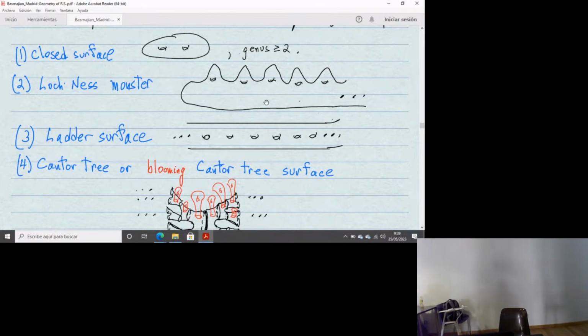So a corollary of this, each one of these are covers, topological covers. That example you had before with the sort of grid surface, which one of those is that? Is that a blooming Cantor tree in some sort of... That's the Loch Ness monster. That's the same as the Loch Ness monster, because that guy that goes off like this has infinite genus with one end.